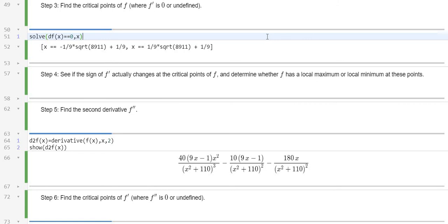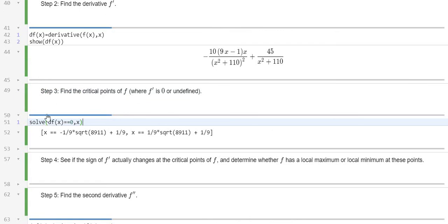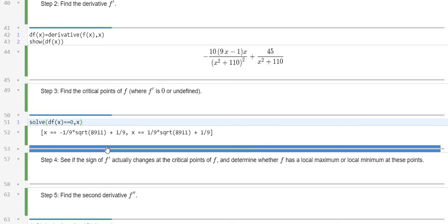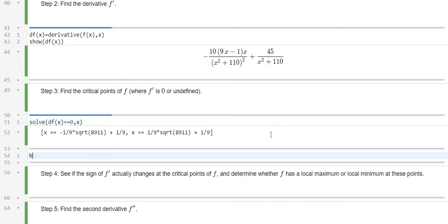So I asked the computer to solve that for us. I called the derivative df up here. So I said, where's df equal to 0? Solve for x. That's already there for you. Now we get these two messy answers. We should really convert those to decimal with the capital N command.